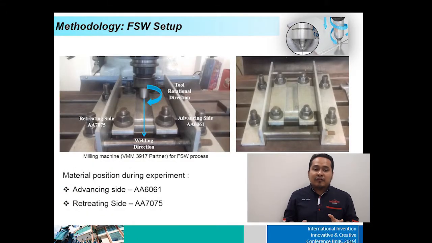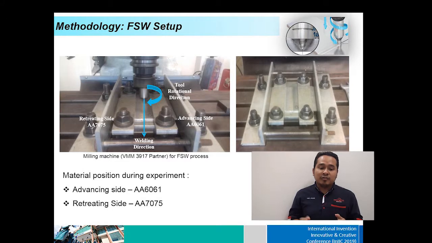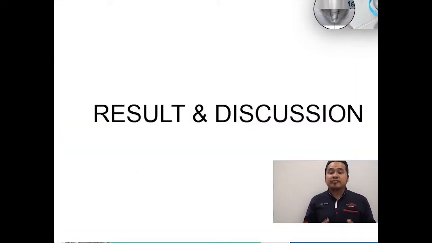This is our FFW setup before we run the experiment. The figure shows the positioning during the experiment, and we put the aluminum alloy 6061 on the advancing side, and aluminum alloy 7075 on the retreating side. Then we go to the result and discussion.